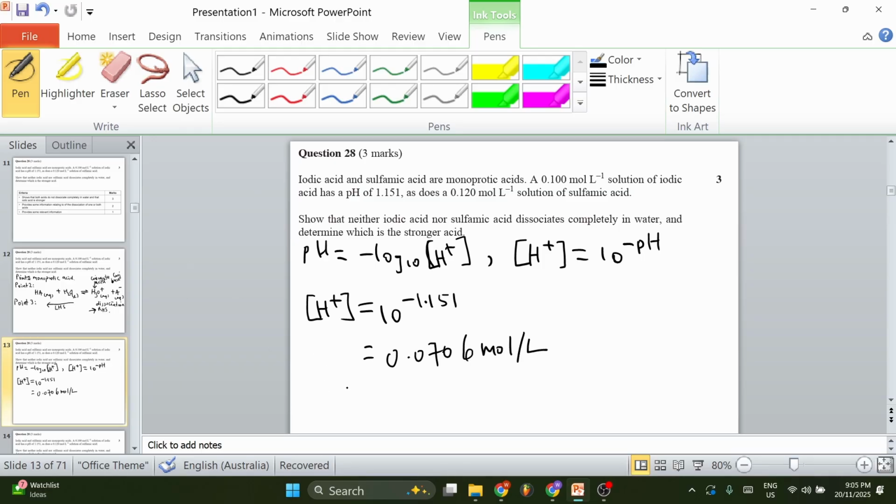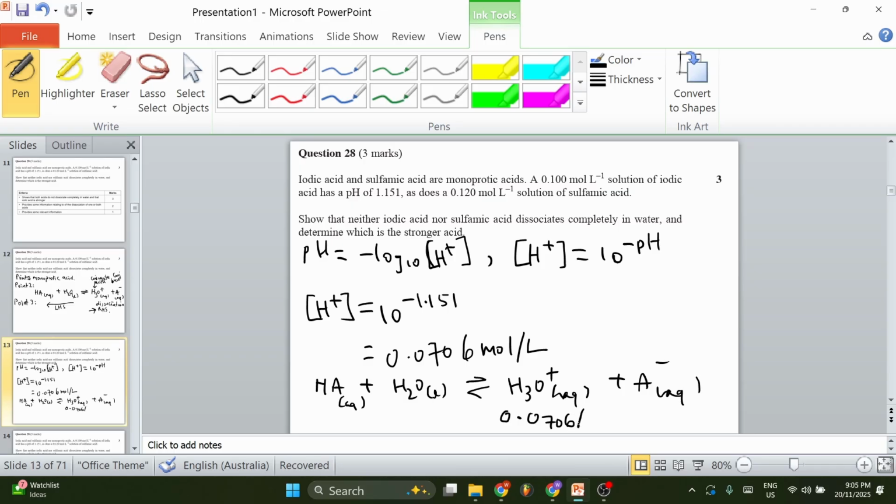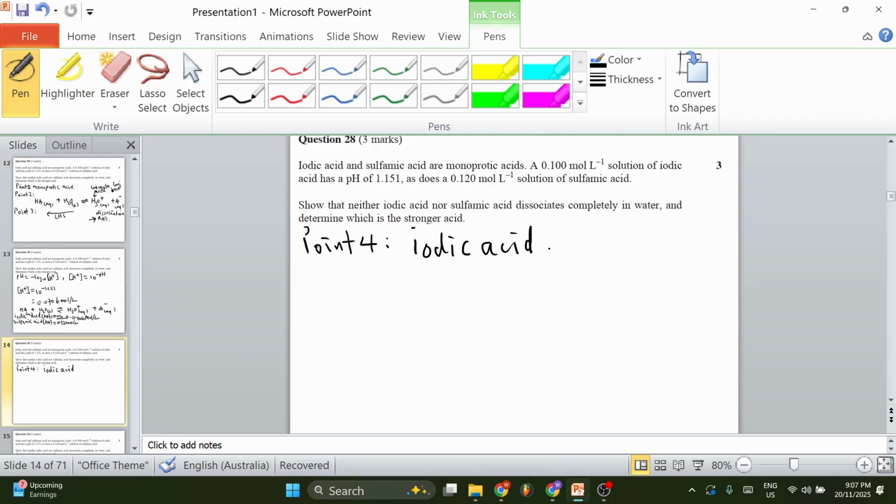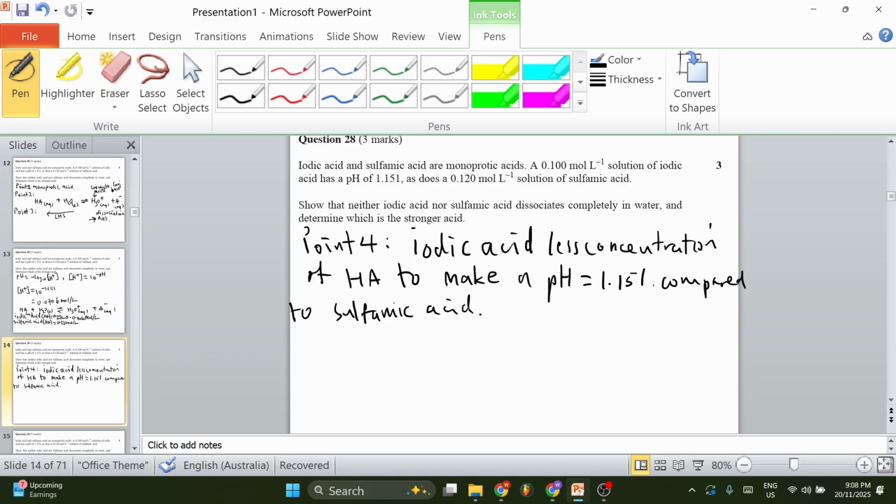So what does that mean? Let's write out more information here. It is saying that the pH for both are 1.151, a 0.0706 moles per liter of the hydronium ion, whilst for iodic acid, HA is 0.1 moles per liter, and then the sulfamic acid, HA, is 0.120 moles per liter. So then we can say that in comparison between iodic acid and sulfamic acid, iodic acid uses less concentration to make the same amount of pH as sulfamic acid, which takes 0.120 moles per liter to make the same pH. Between the two acids, iodic acid is a stronger acid using that rationale.